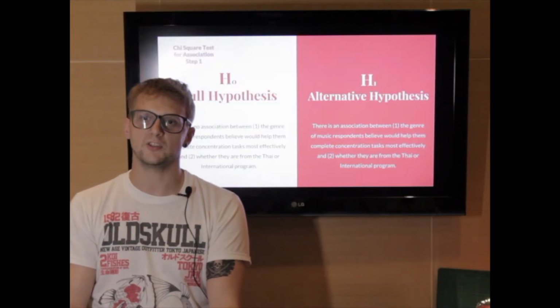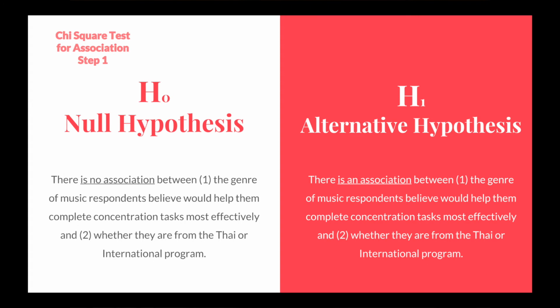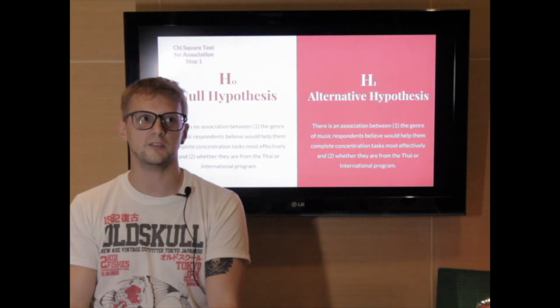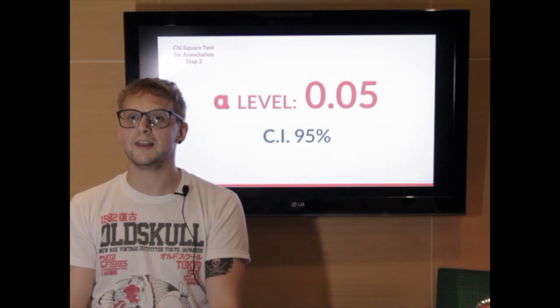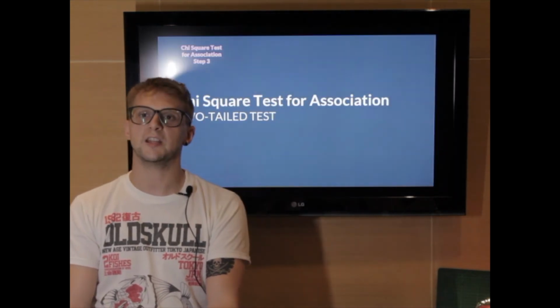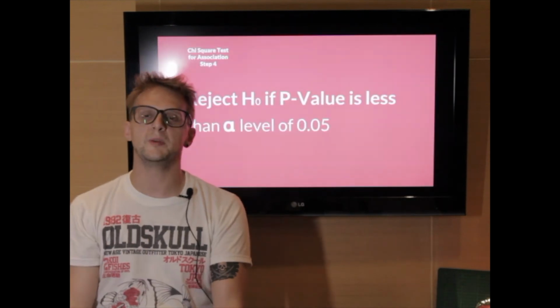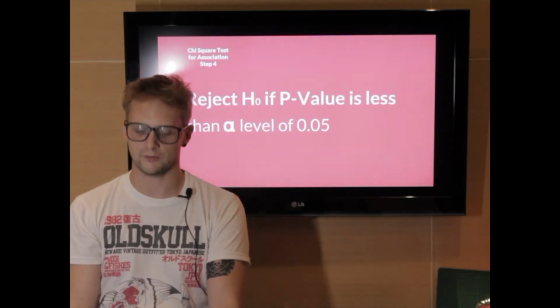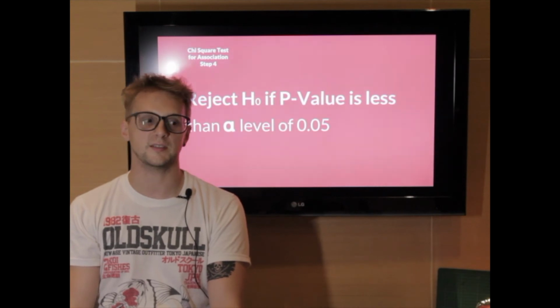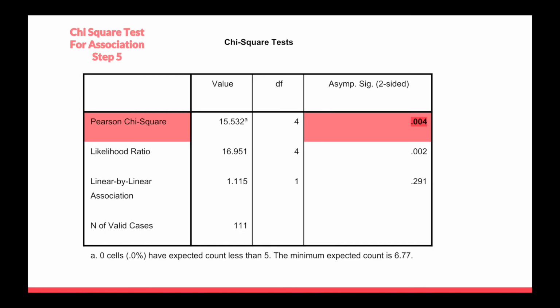Our null hypothesis, H0, here is that there is no association between these two variables. And our alternative hypothesis in case of rejection is that there is an association between the genre of music respondents believe have an effectiveness and whether they are from the Thai or international program. We set a standard alpha level of 0.05. The chi-square test for association is a two-tailed test. If the p-value is less than the alpha level of 0.05, we'll reject the hypothesis. After inputting our values into the SPSS program, the p-value we received was 0.004, which is less than the alpha level of 0.05.